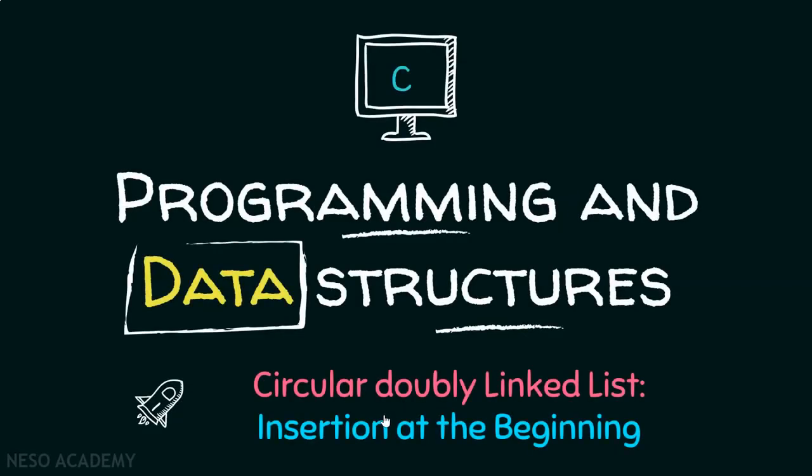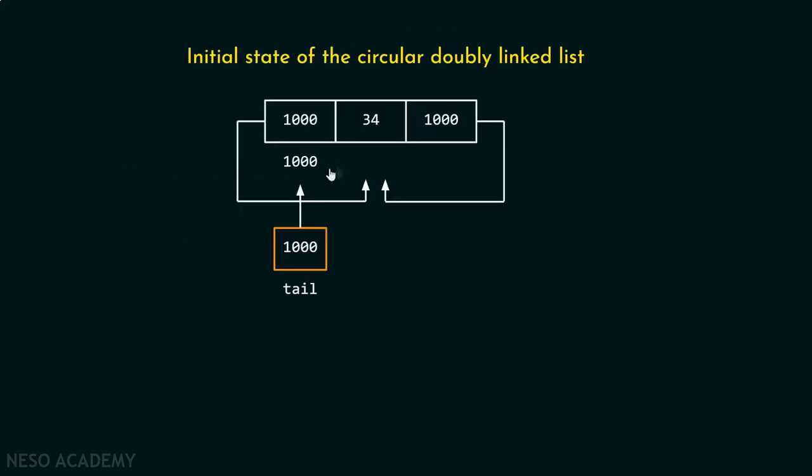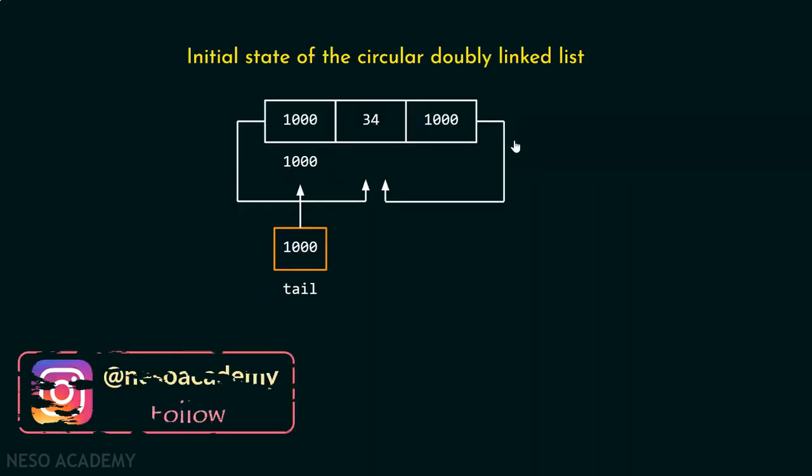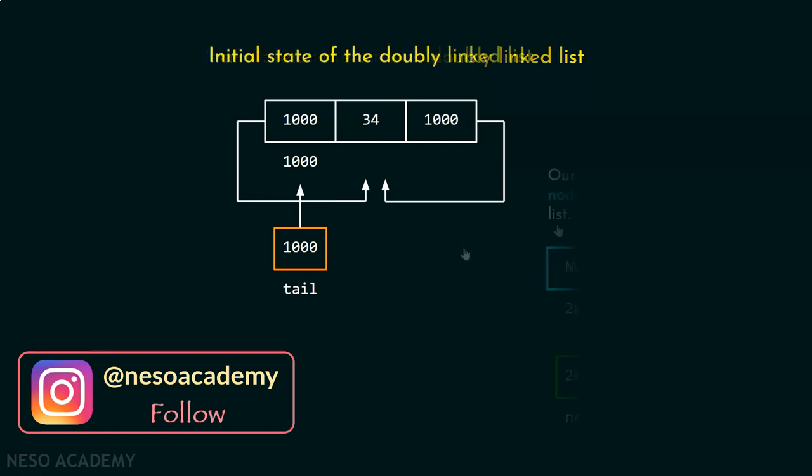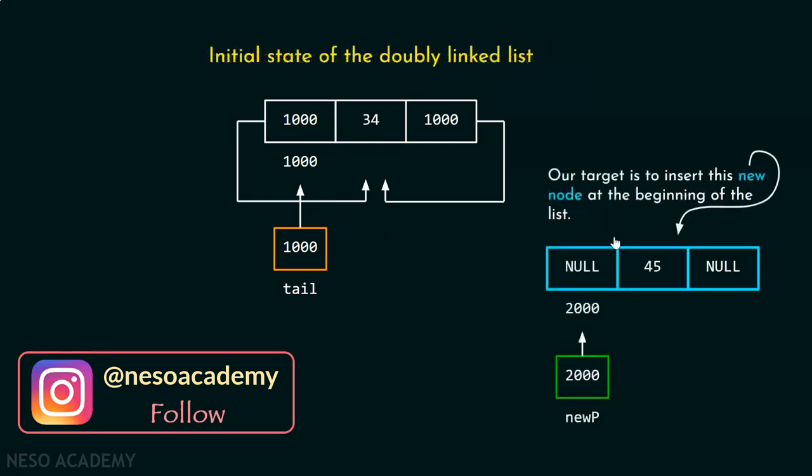In this presentation, we will learn how to insert a new node at the beginning of the circular doubly linked list. So let's get started. Let us suppose this is the initial state of the circular doubly linked list and the tail pointer is pointing to this particular node. Our target is to insert this new node at the beginning of this particular list.